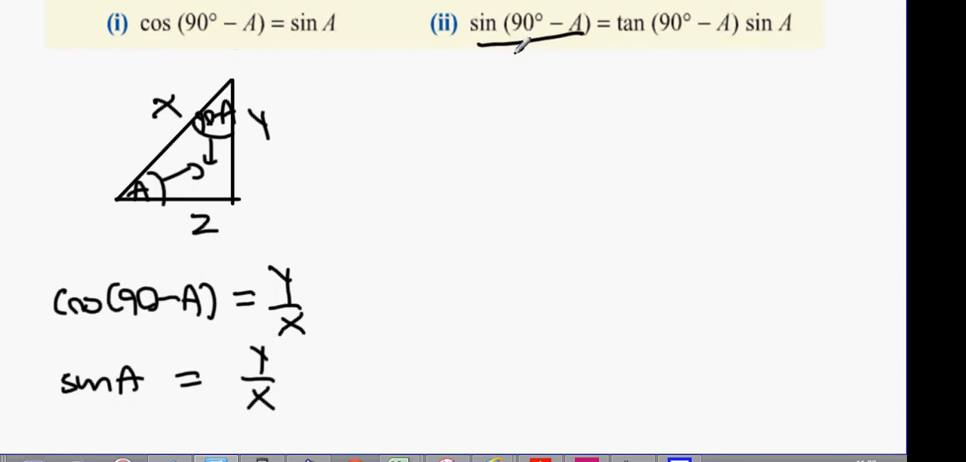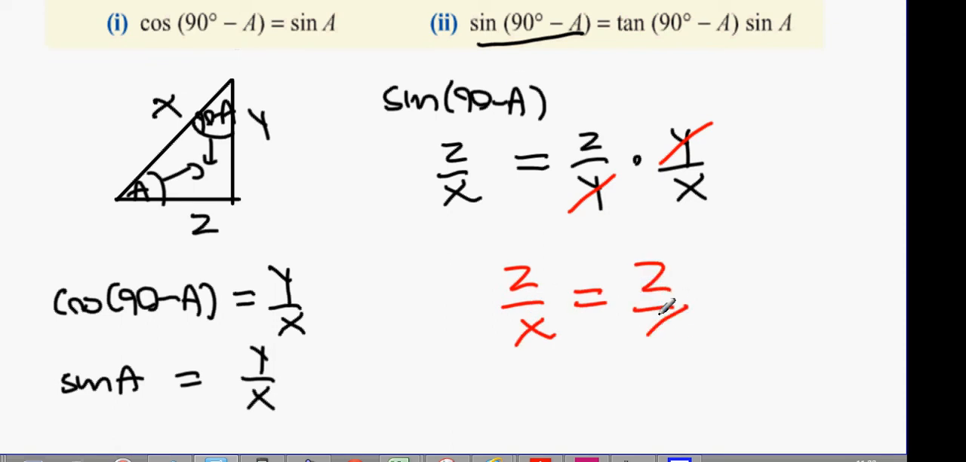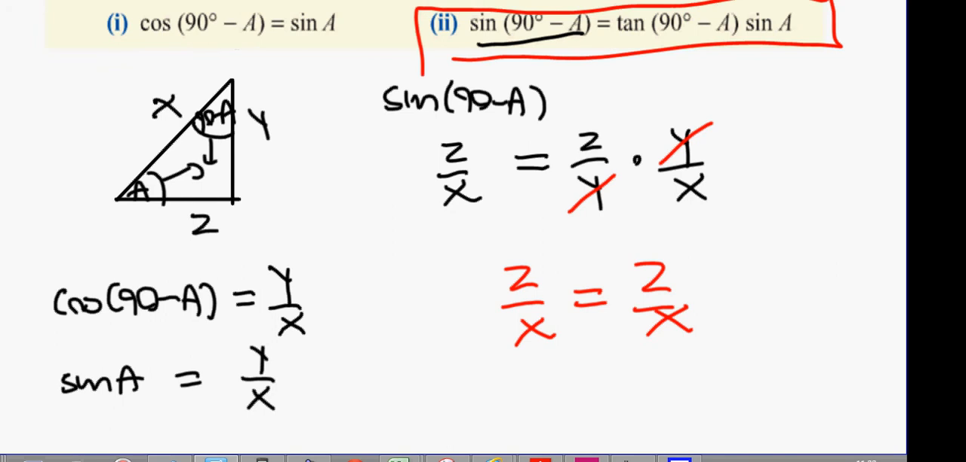Now coming into this one, we already know, what is sine 90 minus A? Z over X is correct. What's tan 90 minus A? Z over Y, opposite over adjacent. And what's sine A? Y over X. Guys, Y cancels with the other Y. Z over X equals Z over X. Hence, this is true. Okay.